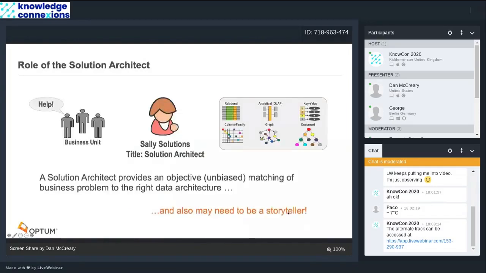So what is the role of the solution architect? The idea here is that if any business unit comes to us and says, gee, we need some help with this problem, we are going to come up with a series of ideas, and our goal is to be an unbiased matcher of their problems to the solution sets.